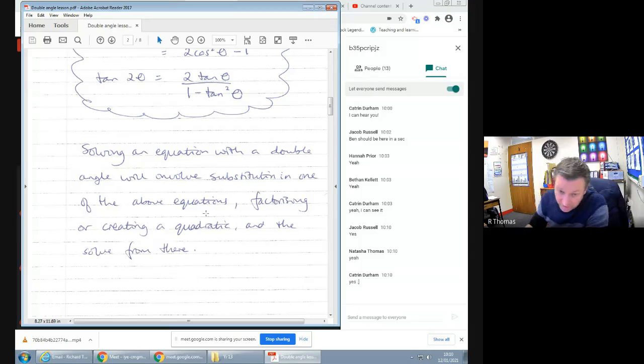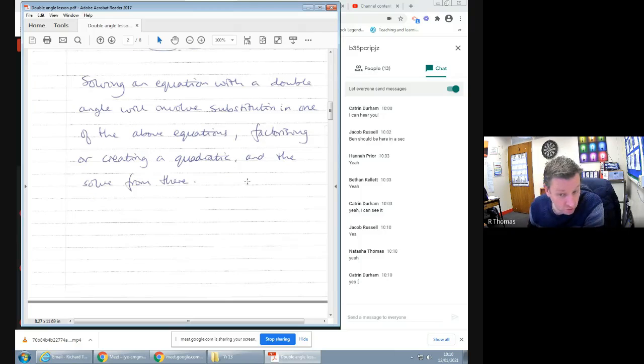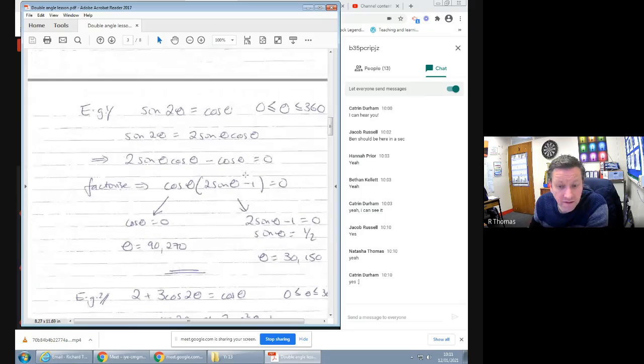If you're lucky, it factorizes. If you're not, you have to use the formula. And then you'll do your bow ties or your graphs, whichever way you're most comfortable, to find all the other solutions as well. So let's have a look at one, or let's have a look at 2 actually, and then you're going to try 2 yourself. So apologies for my amazing handwriting.